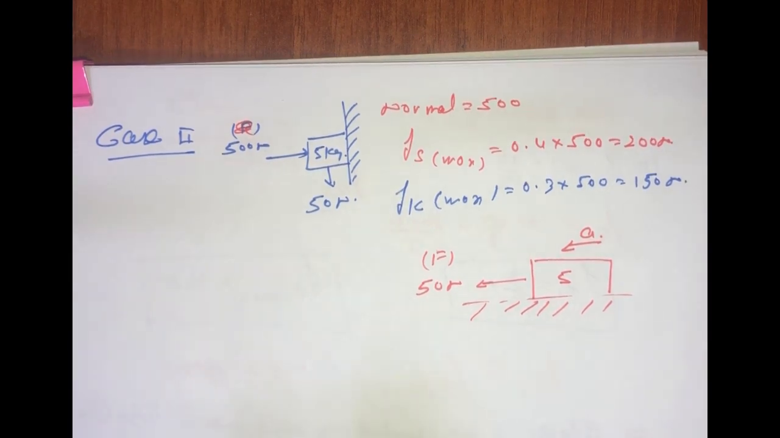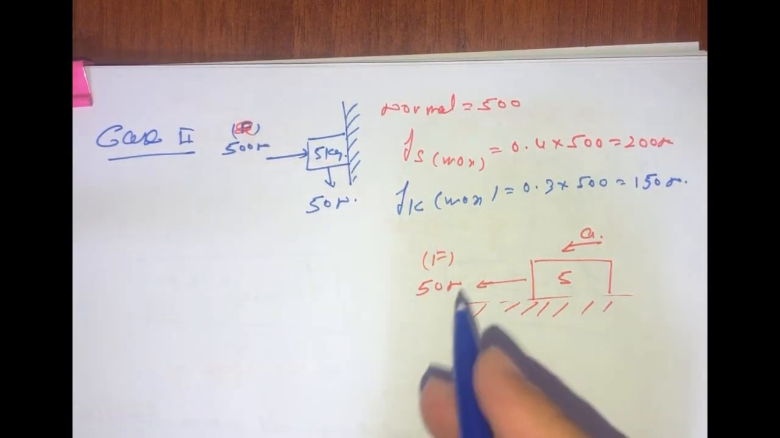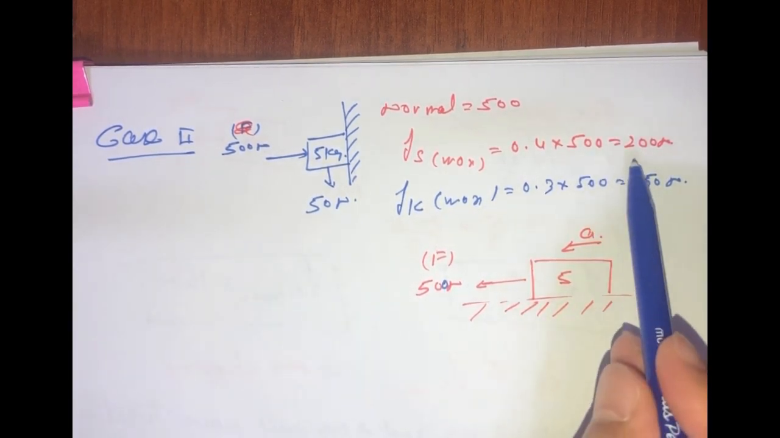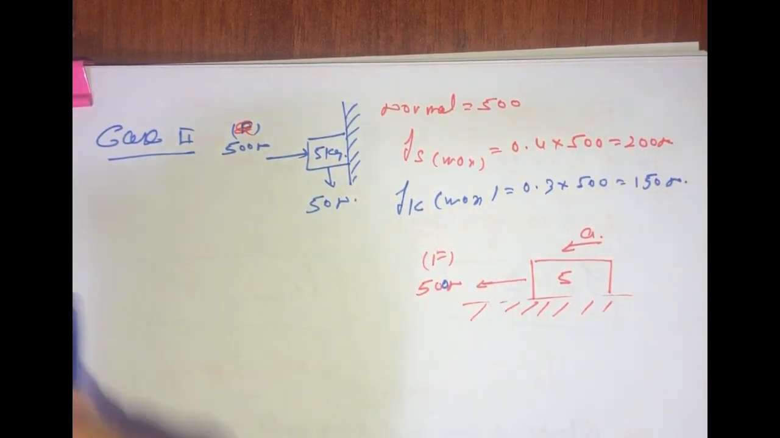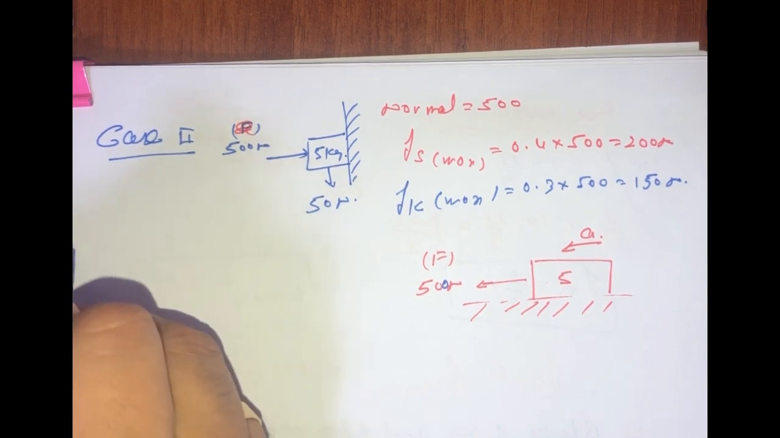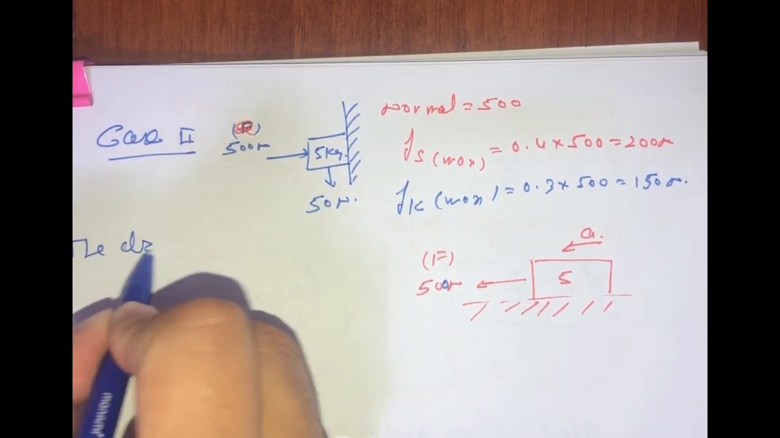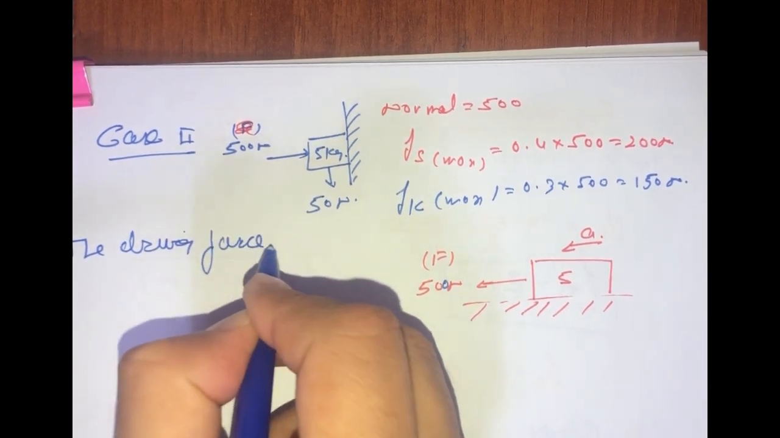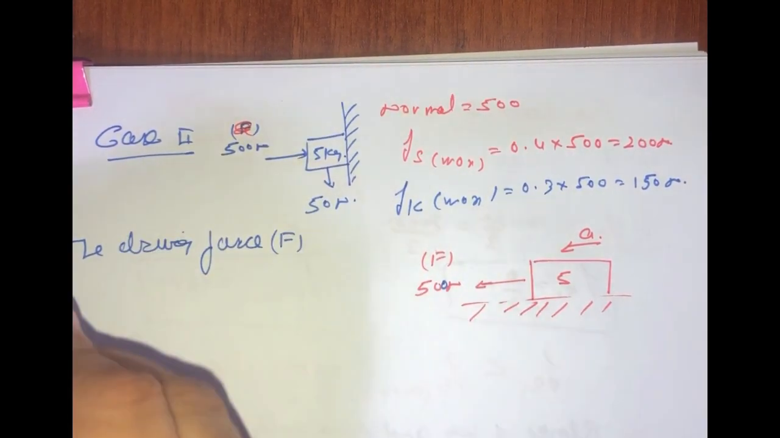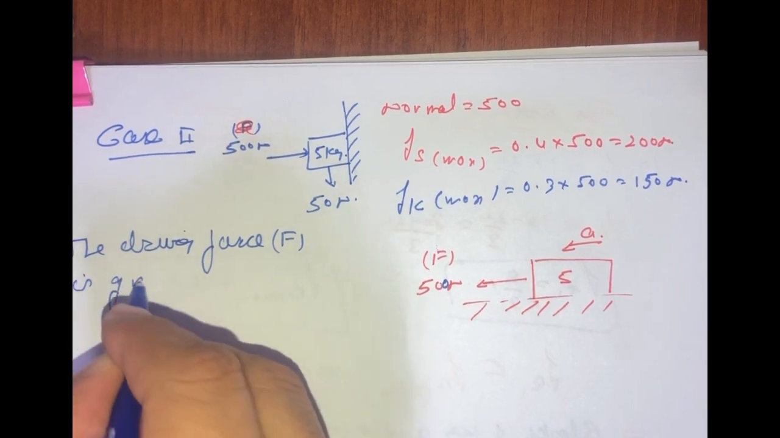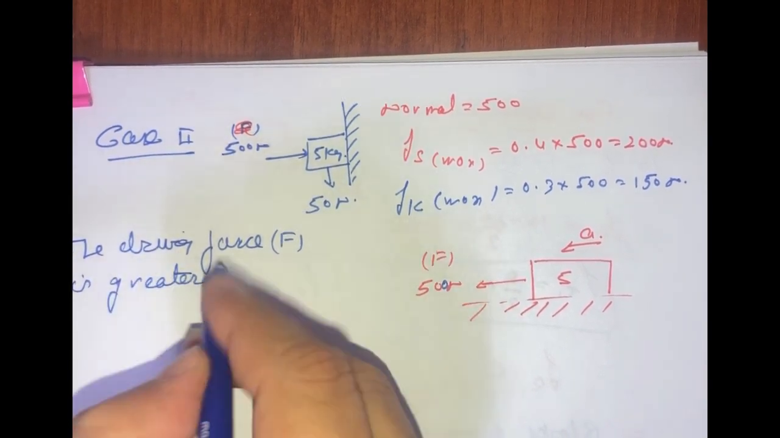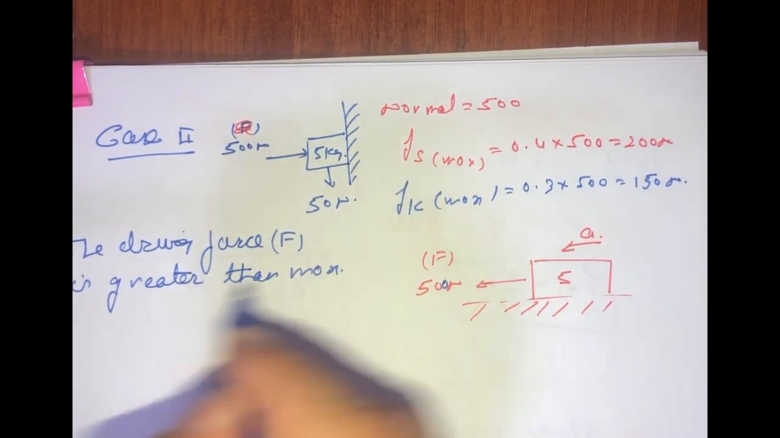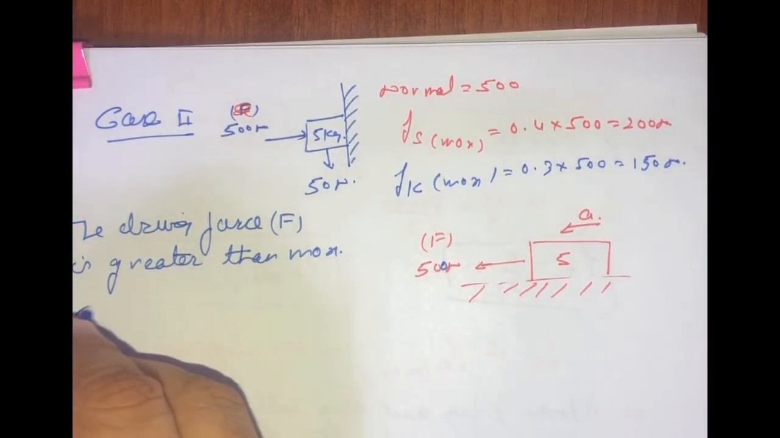So the driving force is 500 Newton and the static is 200 Newton. Okay, so once again, the driving force, that is F, is greater than maximum static friction.